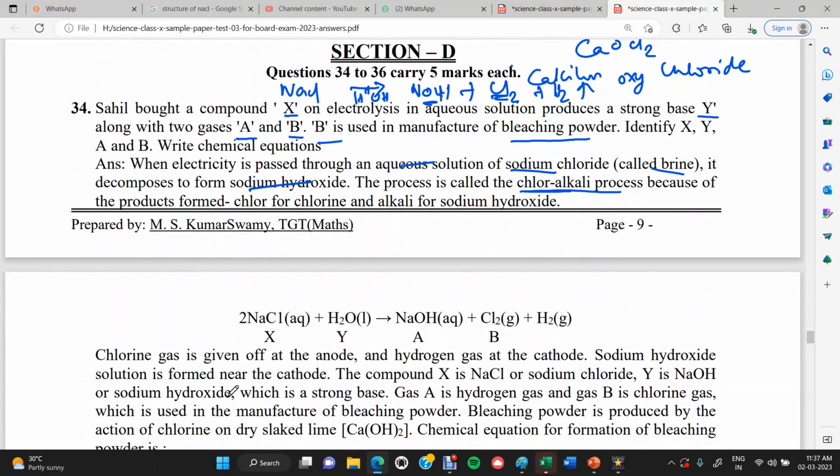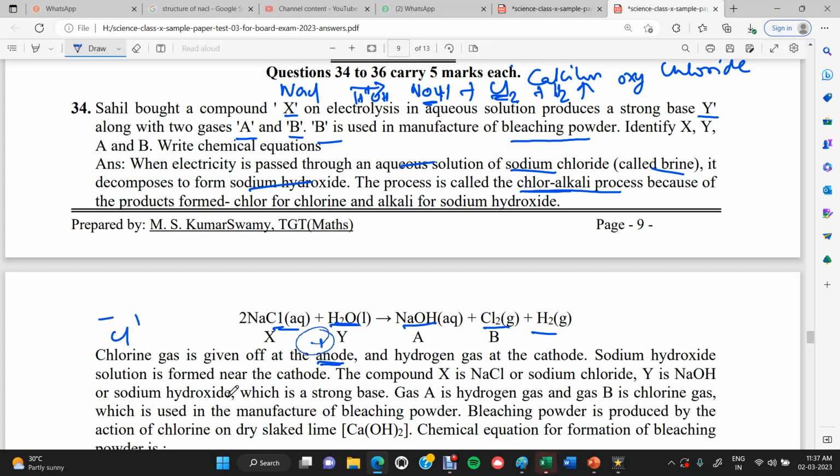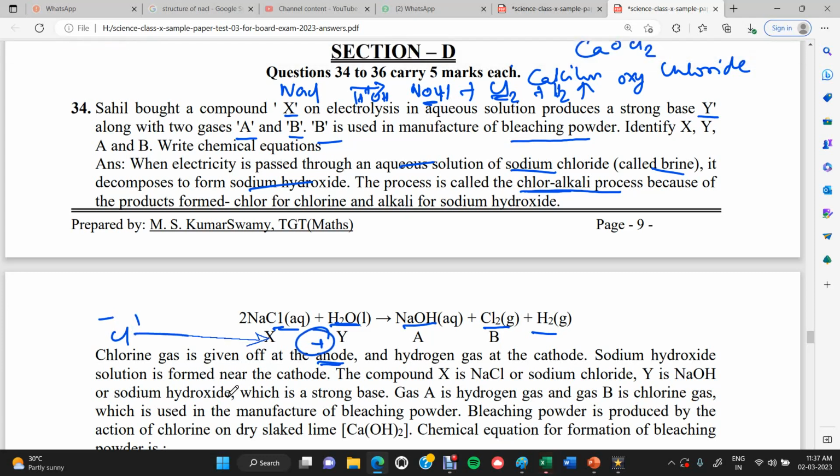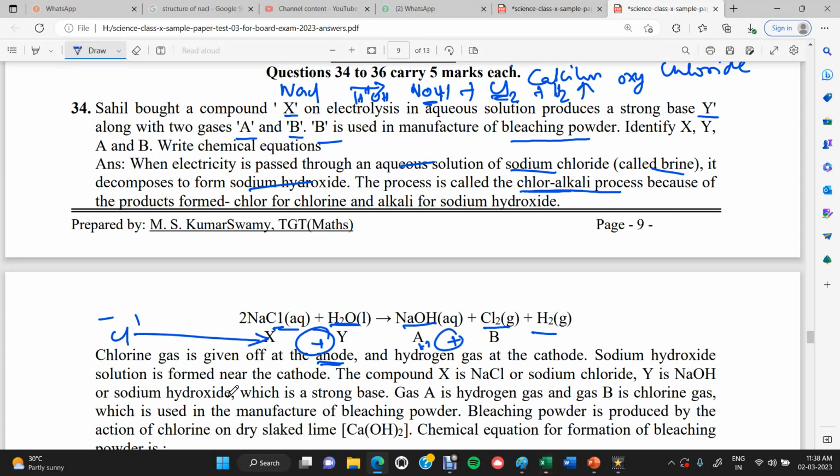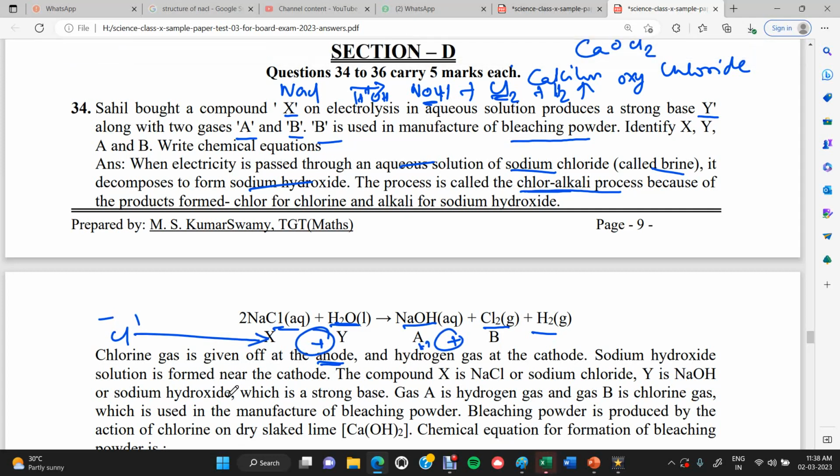This is the equation they had given. So NaCl, when electrolyzed in water, gives NaOH plus Cl2 plus H2. Chlorine is given off at the anode because Cl minus runs towards the positive anode. Hydrogen gas is formed as H plus runs towards the negative cathode, and sodium hydroxide solution is formed near the cathode.